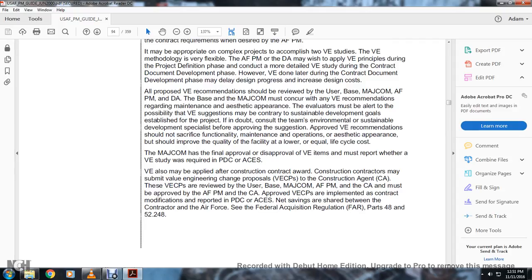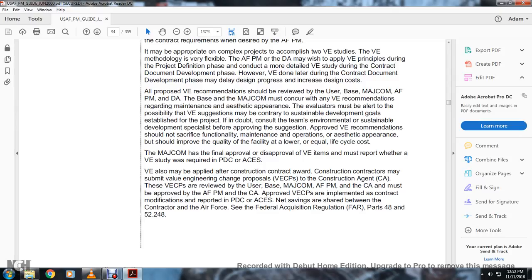The MAJCOM has final approval or disapproval of the value engineering items. Most reports state whether the value engineering study was required by the PDC or ACES. Value engineering may also be applied after the construction contract award. Contractors may submit a value engineering change proposal, or VECP.